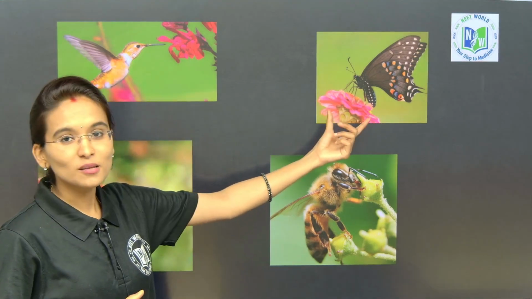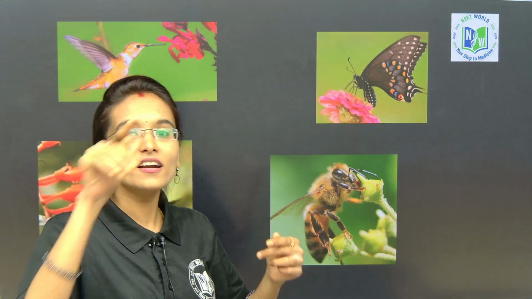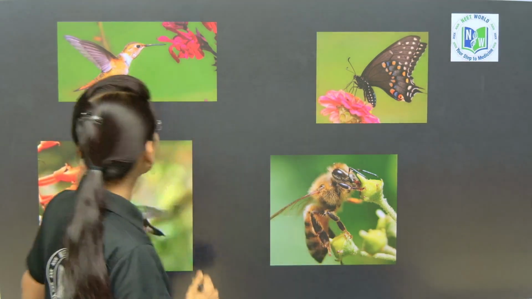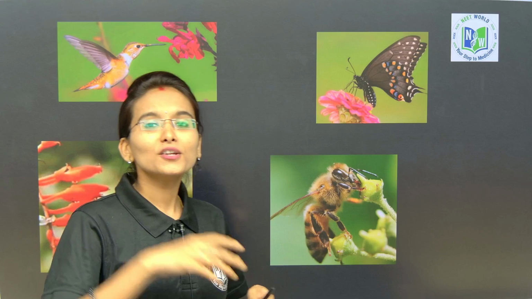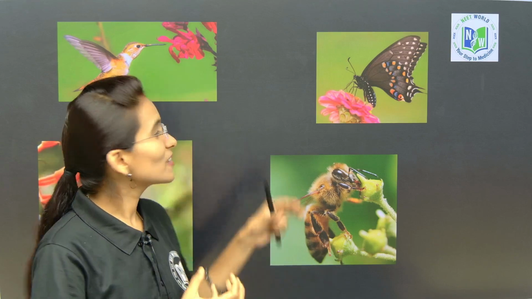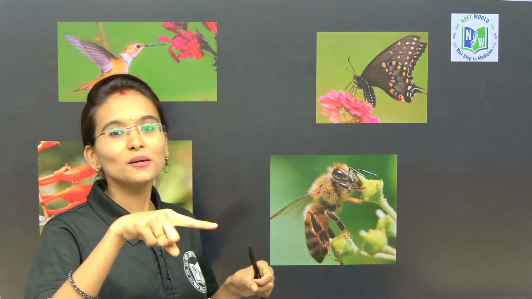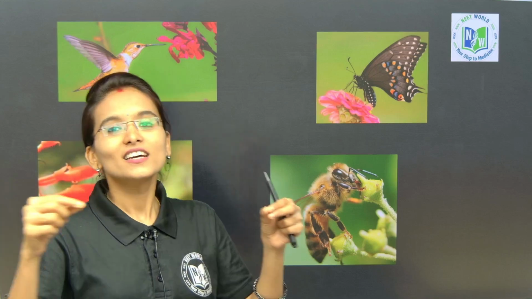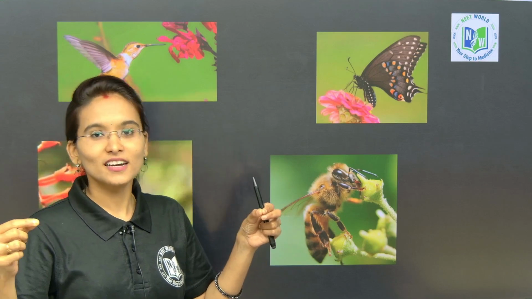And next if we see the butterfly, it is going to contain a coiled proboscis. Okay, it is going to contain a coiled proboscis and during the nectar sucking time, at that particular time it is going to extend the proboscis which is going to give a straight tubular like appearance, right my dear students?